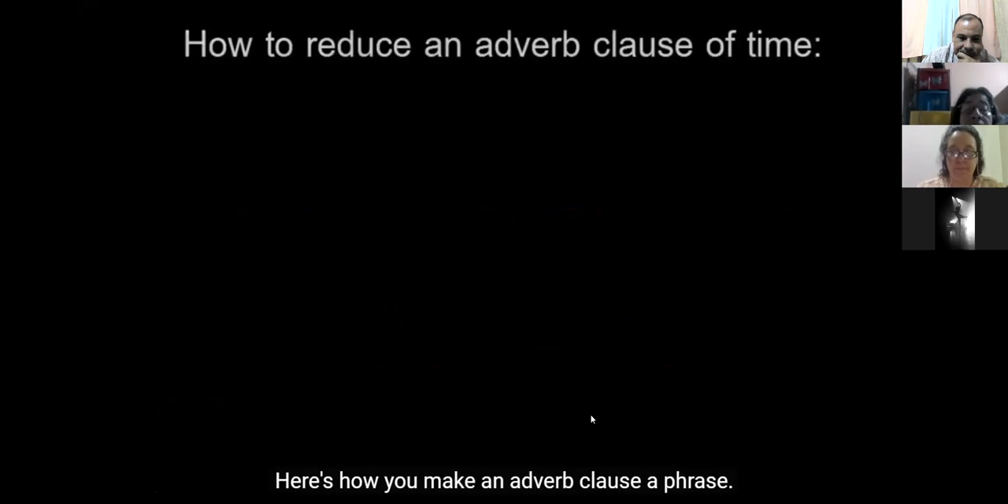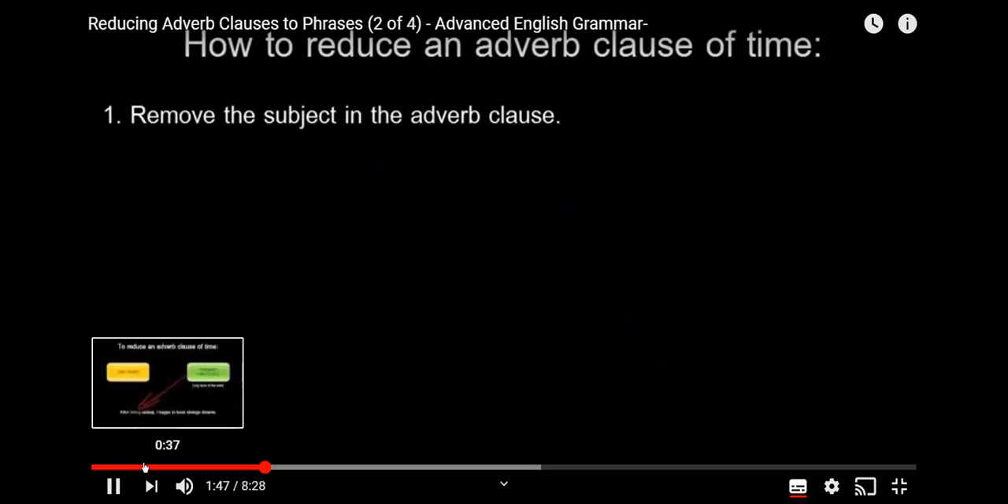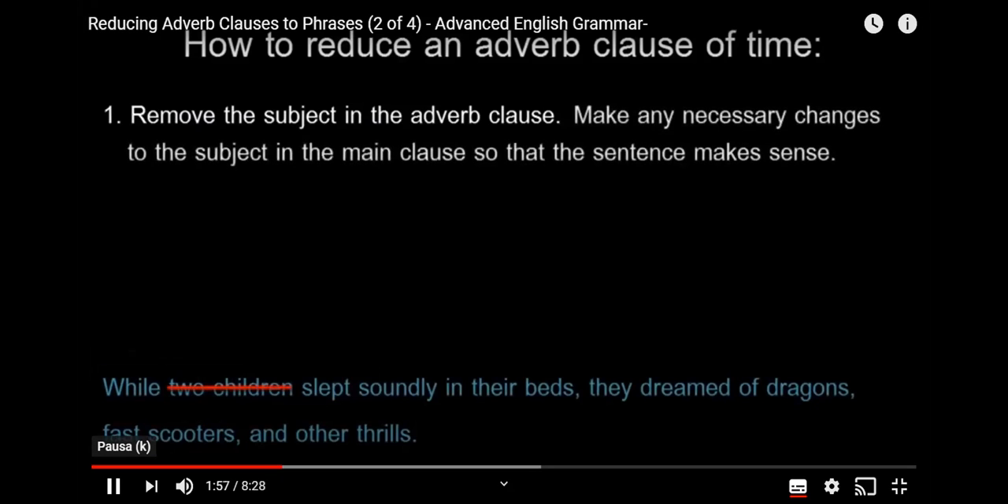Here's how you make an adverb clause a phrase. First, remove the subject in the adverb clause. So number one, you don't write the subject in the adverb clause that you reduce. You don't use the subject anymore. Very good. Look over here. And make any necessary changes to the subject in the main clause so the sentence makes sense.